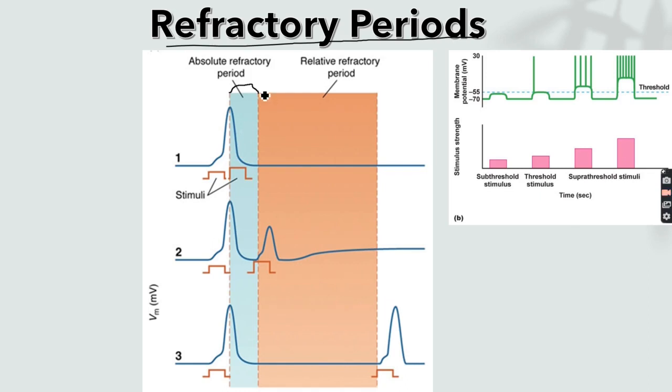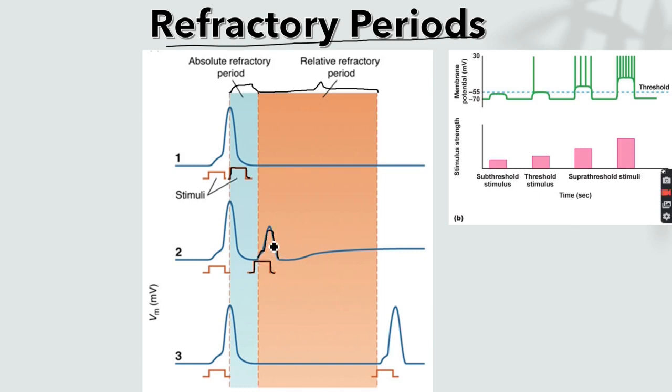But there's also this relative refractory period here. And here, indeed, it is possible for action potentials to fire if and only if the stimulus is large enough. So in part 1 here, we can see even if we put a larger stimulus in the absolute refractory period, another action potential won't fire. Well, if we do it in the relative refractory period, an action potential does fire.